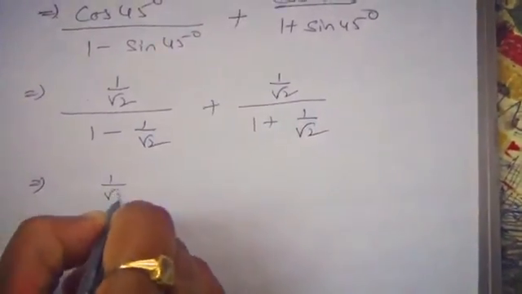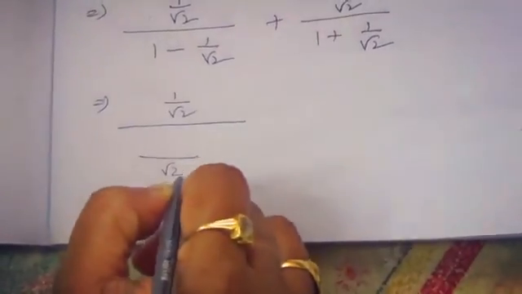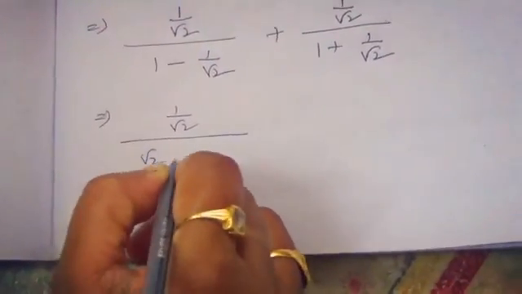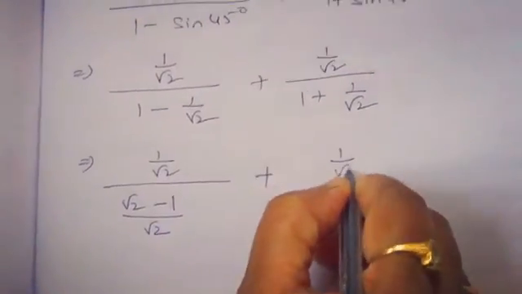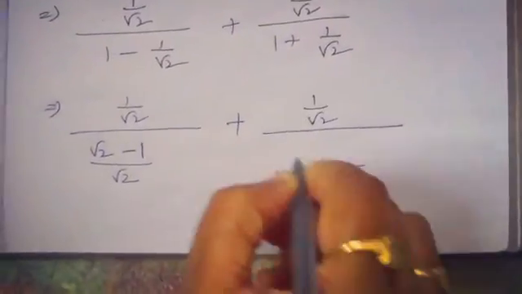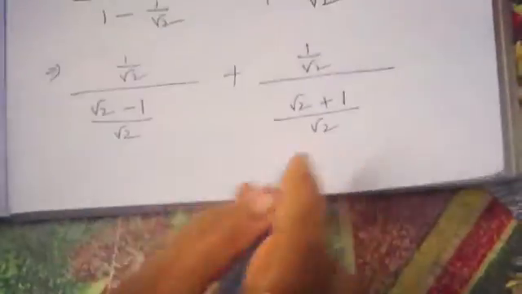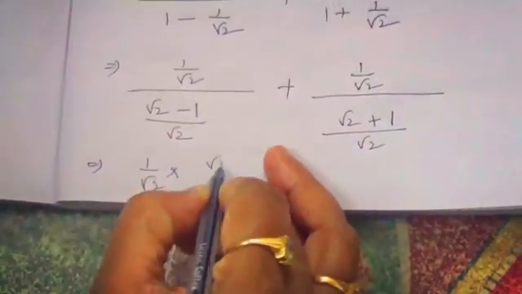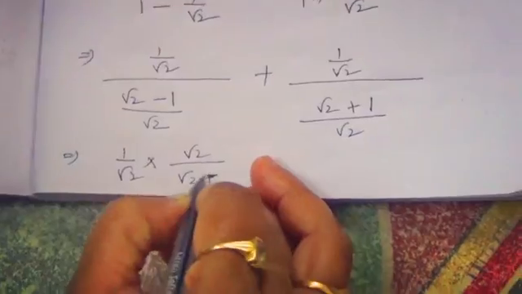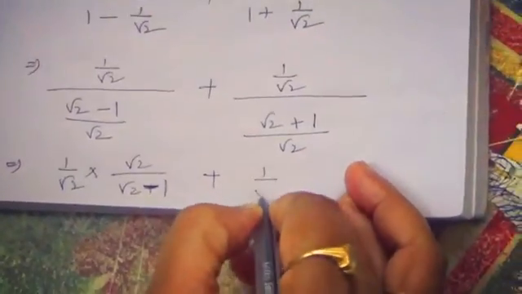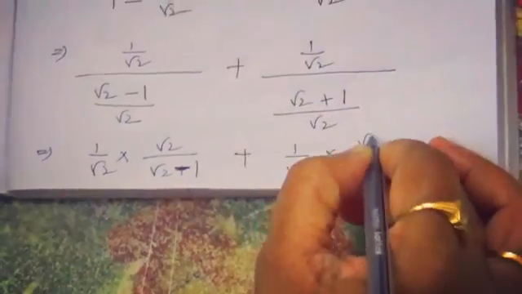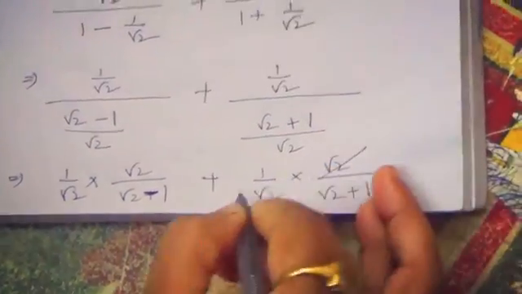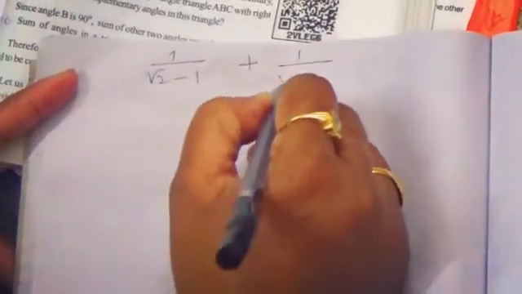That implies 1 by root 2 whole by root 2 is the LCM, 1 into root 2 minus 1 plus 1 by root 2 whole by root 2 is root 2 plus 1. So that implies 1 by root 2 into the reciprocal of this, root 2 by root 2 minus 1, plus 1 by root 2 into root 2 by root 2 plus 1. Root 2 cancels, root 2 cancels. So here I got 1 by root 2 minus 1 plus 1 by root 2 plus 1.